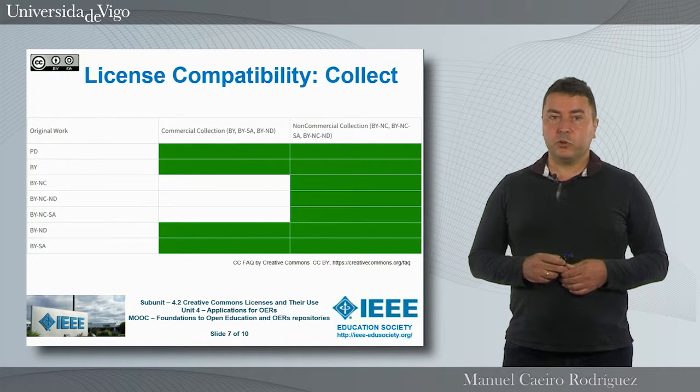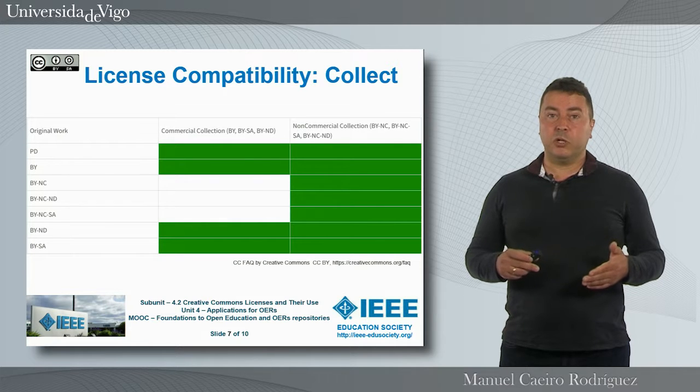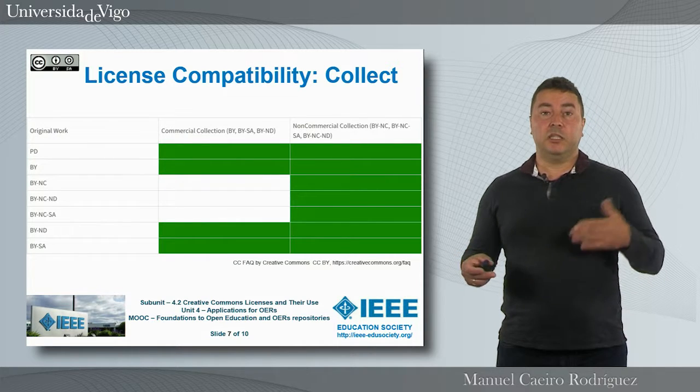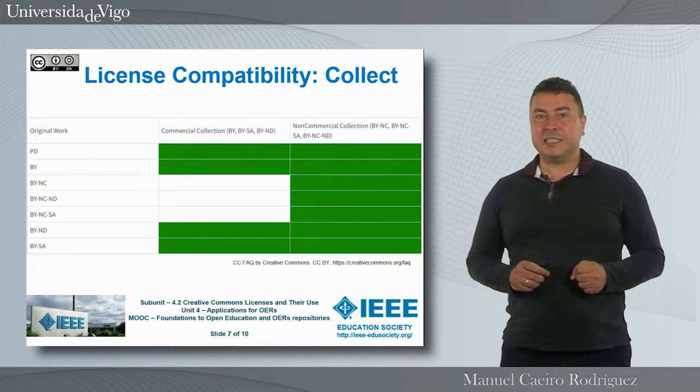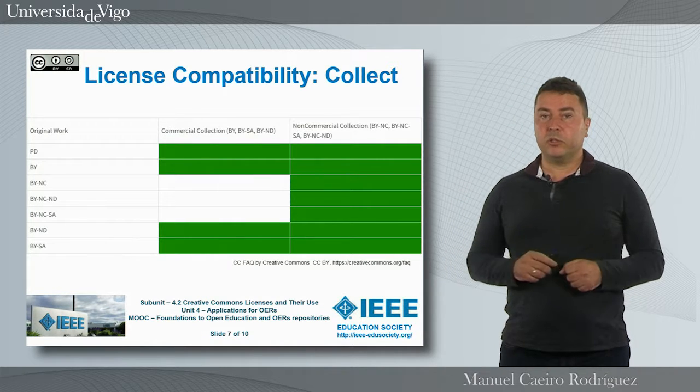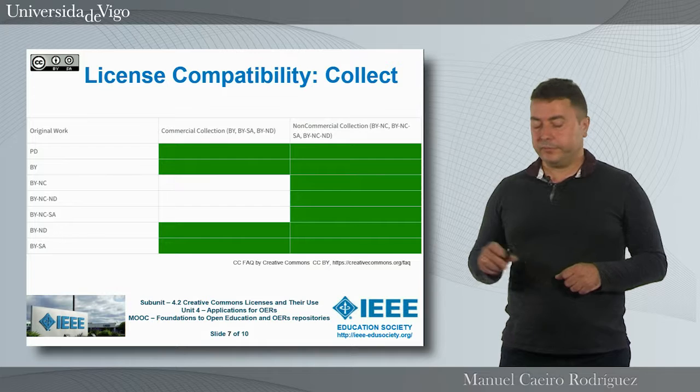It's also possible to include existing resources into collections such as anthologies, encyclopedias, and broadcasts. You may choose a license for the collection in accordance with the following table. However, this doesn't change the license applicable to the original material.